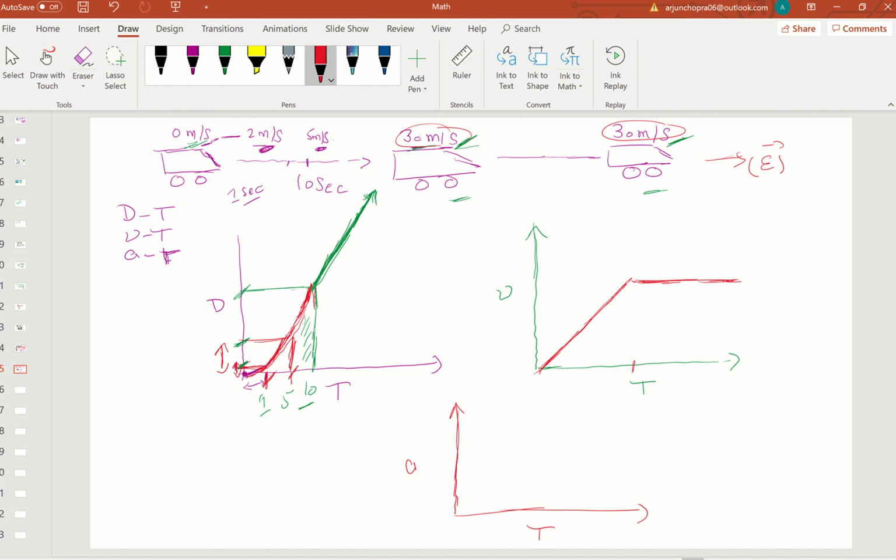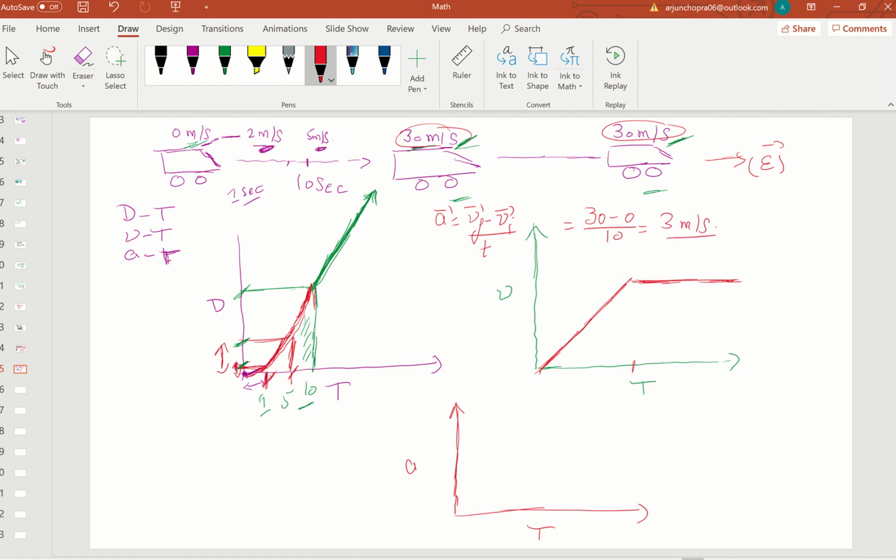So I would like you guys to pause the video and try and draw the acceleration time graph, because that's very simple, and then try and match with my work and see what's happening. If I wanted to find the acceleration, the value will be equal to final velocity minus initial velocity divided by time. So that will be 30 minus 0 divided by 10. That's 3 meters per second.